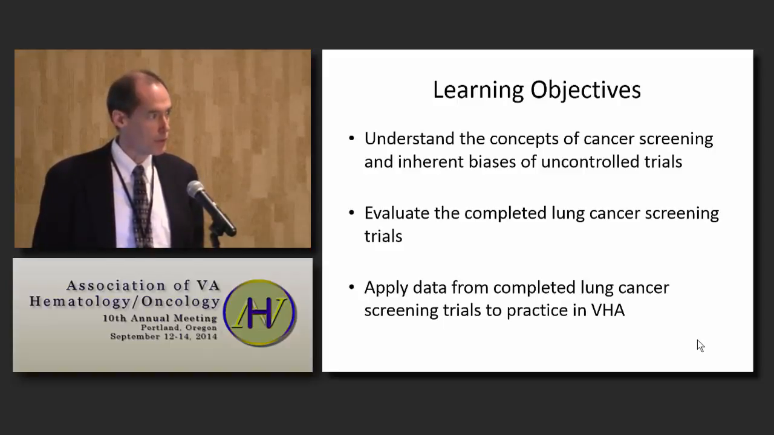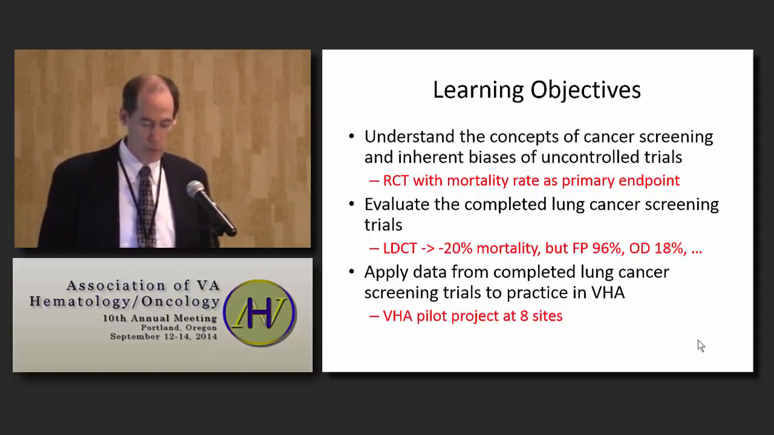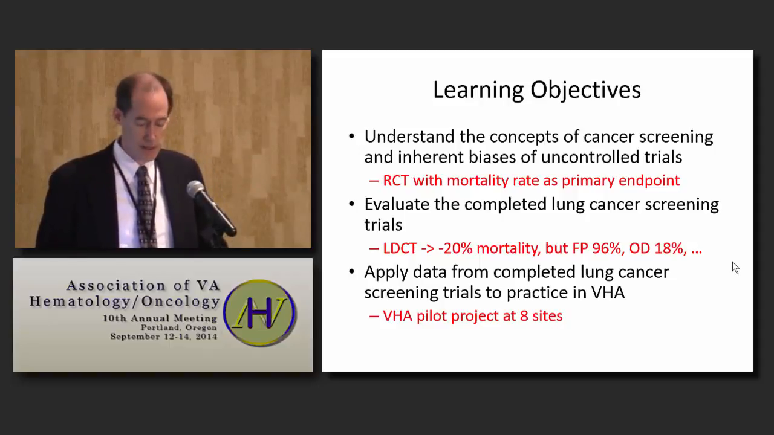And in the interest of giving you the answers up front, here they are. Answer to learning objective 1 is that randomized controlled trials with mortality rate as an endpoint is the best way to assess efficacy of screening, not only for lung cancer but for all cancers. The results from the largest completed trials is shown here. 20% mortality reduction from lung cancer, but lots of risks. And the final answer is that the VA is conducting a pilot study at 8 sites.